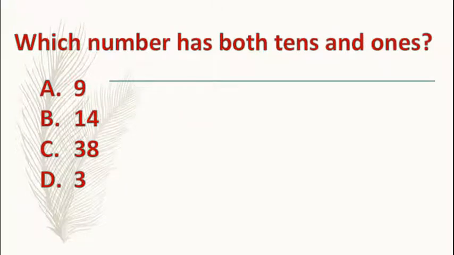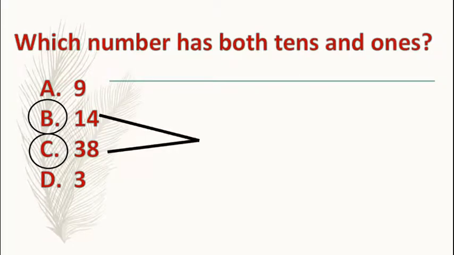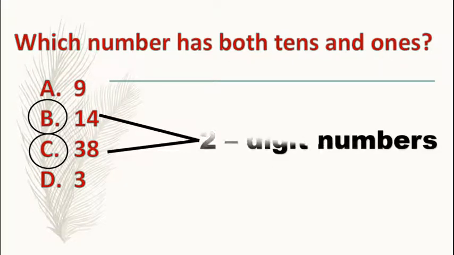Which number has both tens and ones? Very good. The answer for this question would be 14 and 38, because 14 and 38 are two-digit numbers.